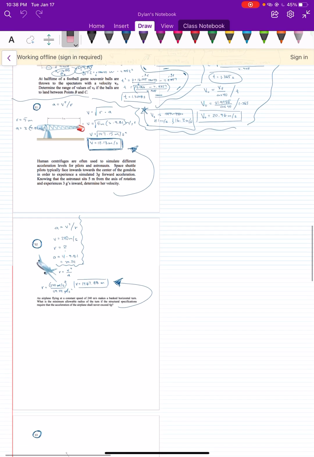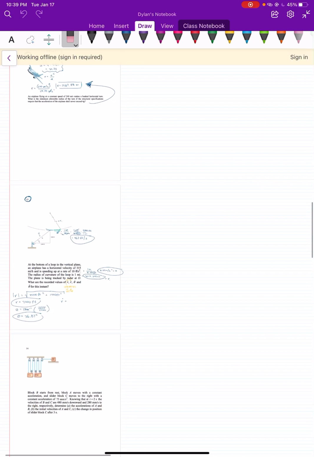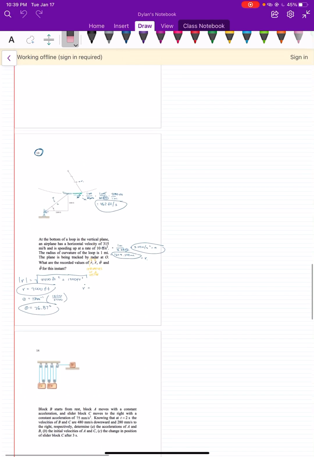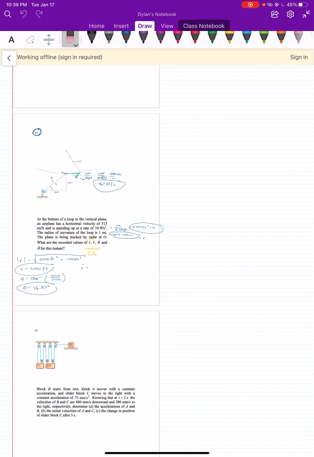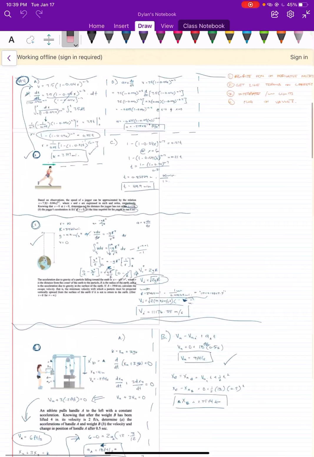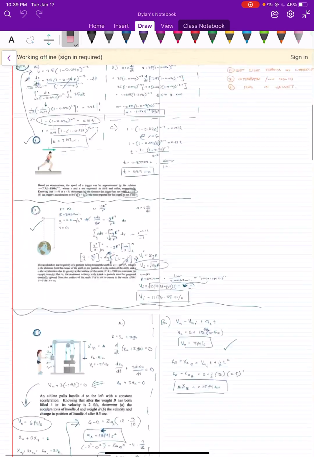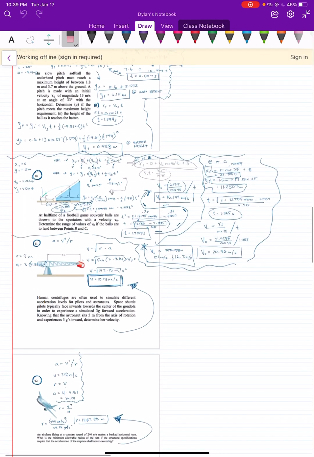Number 11 and 12 were similar. I used the kinematic equation for circular motion and multiplied it by the number of g's, gravity times the number of g's they experienced, and solved for the unknown. Number 13, I do have to finish. I'm kind of confused on this one. Number 14, I assume will be similar to number 3, I believe. Or let's see, number 6. But yeah, I already went over that.